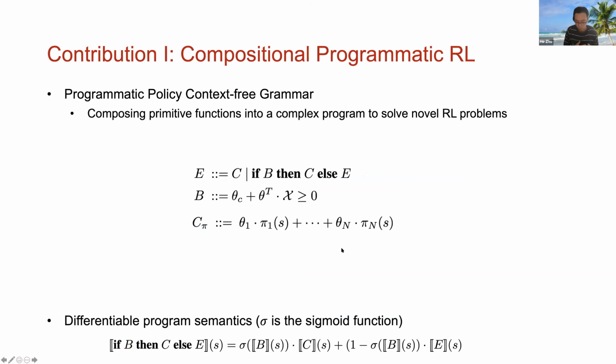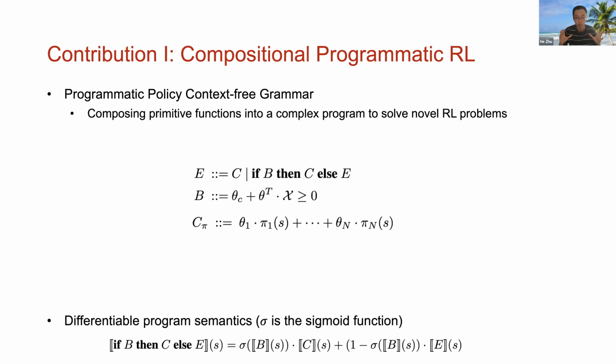we first try to compress the search space. So we develop a compositional programmatic reinforcement learning. We want to compose primitive functions into complex behavior to solve novel RL problems. Okay, so we'll give you a concrete example.